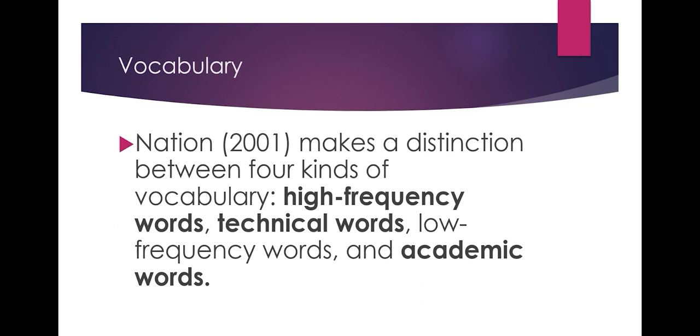Nation makes a distinction between four kinds of vocabulary: high-frequency words, technical words, low-frequency words, and academic words. And really, the words that we have to think about and work on are high-frequency words, technical words, and academic words. Low-frequency words, we don't have to teach them, rare and unusual words in their classes. The high-frequency words are the words that they already know. On the other hand, some of the high-frequency words they know should be replaced with academic words. For instance, in an academic text, you're not going to say something happened, you'll probably say it occurred. So sometimes you want to use more academic words.